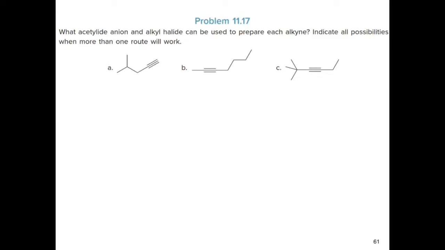And here's practice problem number 17. What acetylide anion and alkyl halide can be used to prepare each alkyne? Indicate all possibilities when more than one route will work.